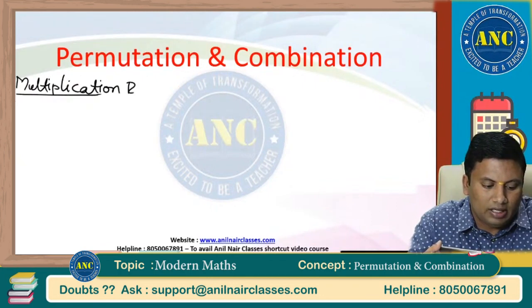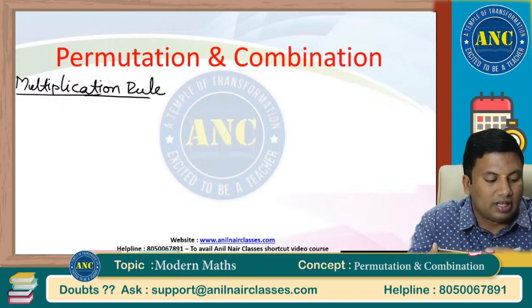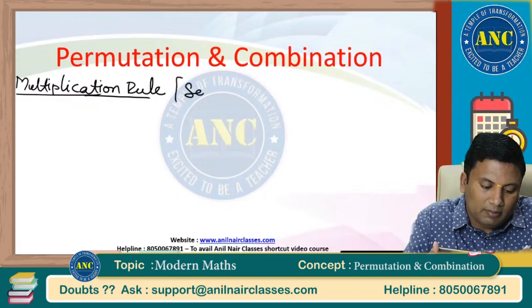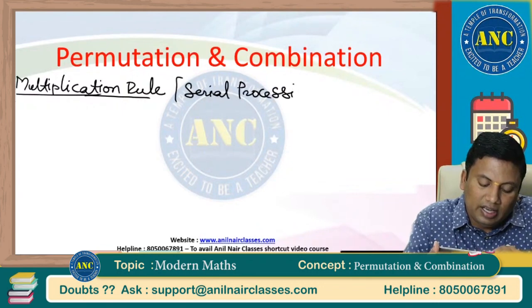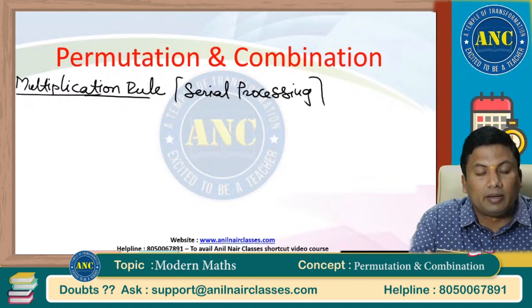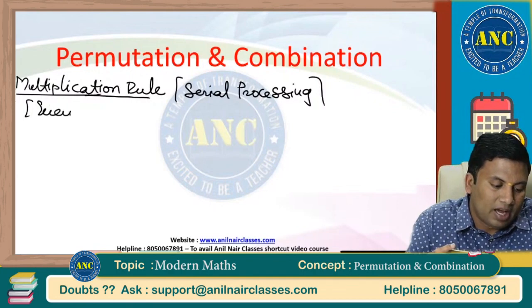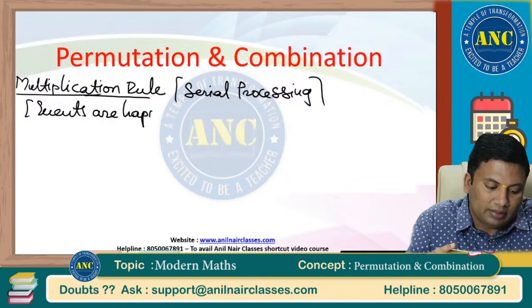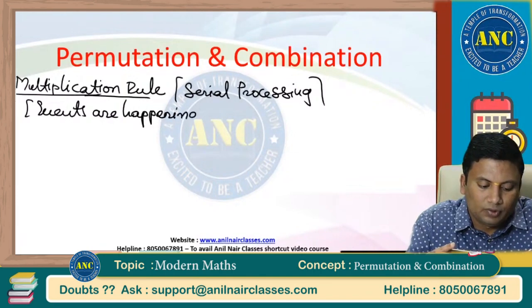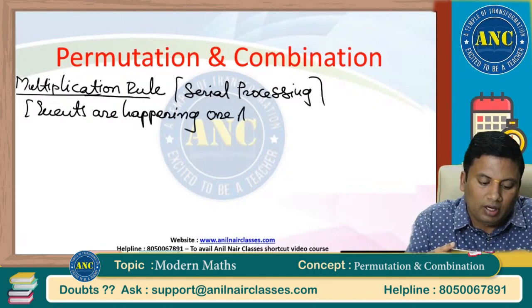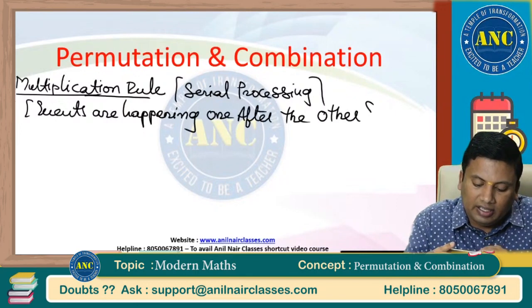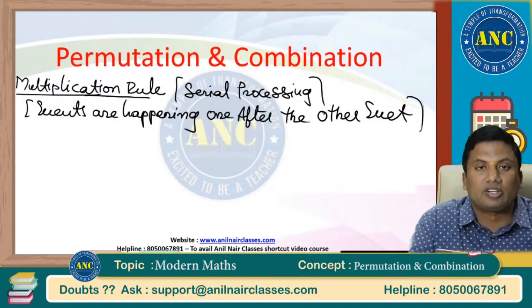What is this multiplication rule? Suppose there is nothing but serial processing. What do you mean by serial processing? Events are not happening one at a time, events are happening one after the other. Please write it down, sir. I will go very slow because it's a foundation class. If one event happens after the other event, then I will use a multiplication rule.